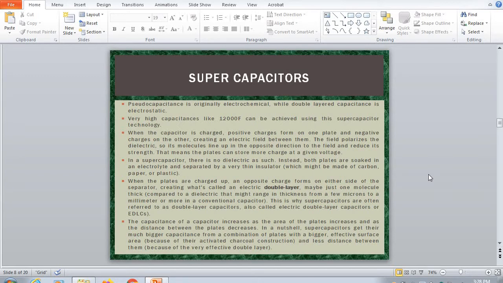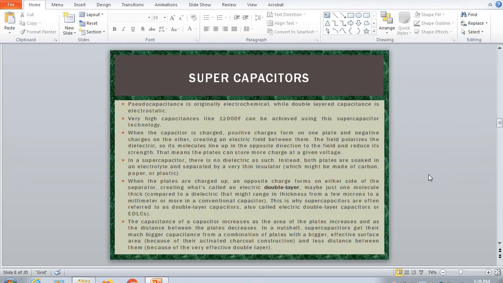When the capacitor is charged, positive charges form on one plate and negative charges on the other, creating an electric field between them. This field will polarize the dielectric, so its molecules will line up in the opposite direction to the field and reduce its strength. That means the plates can store more charge at a given voltage.